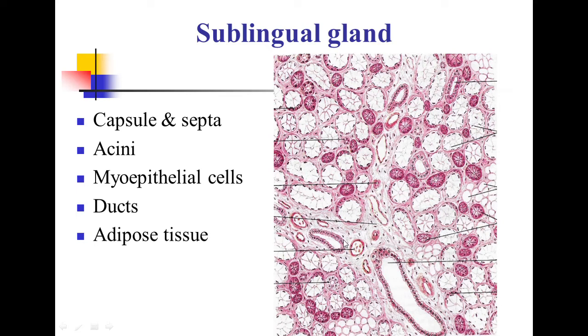And in the connective tissue septa, you can see the duct. This is the interlobular duct. Then there are the blood vessels. You can see the blood vessels, and in the lobule you can see the mucus acini. These are the mucus acini. So predominantly there are the mucus acini. These are the serous acini, but predominantly the sublingual gland consists of the mucus acini. So all these are the mucus acini.